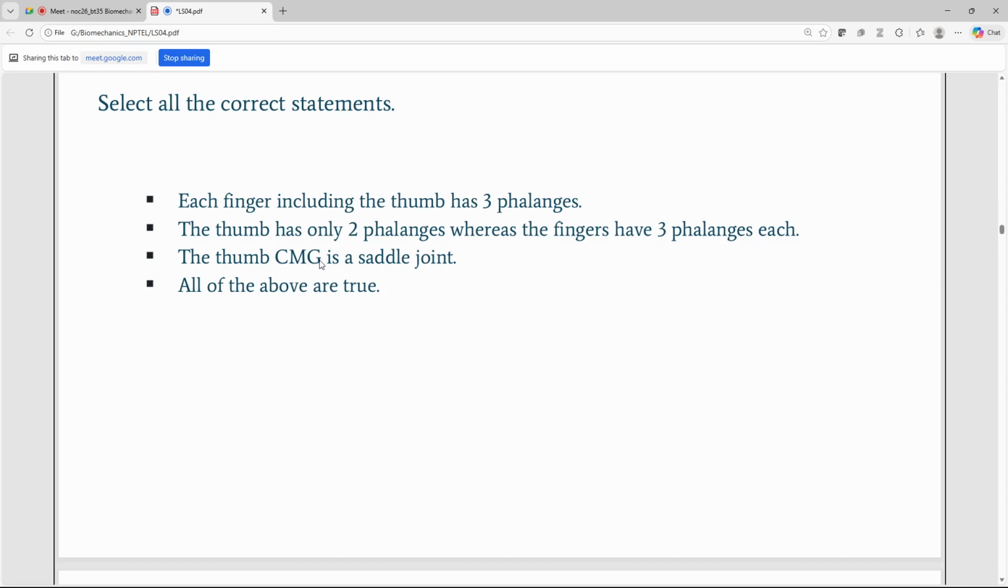Next option: the thumb CMC is a saddle joint. Sorry, not CMG, it's a CMC. The thumb CMC is a saddle joint. Options are: each finger including thumb has 3 phalanges; the thumb has only 2 phalanges, whereas the fingers have 3 phalanges each; the thumb CMC is a saddle joint. Option D, all of the above are true.